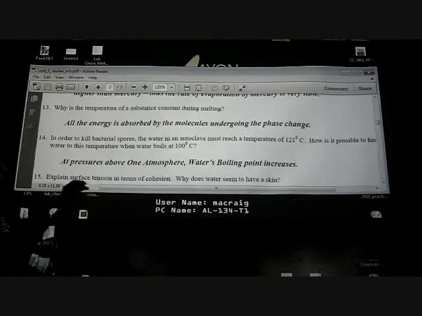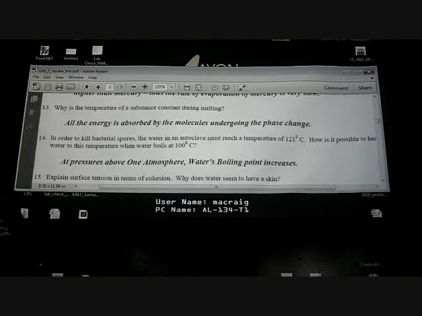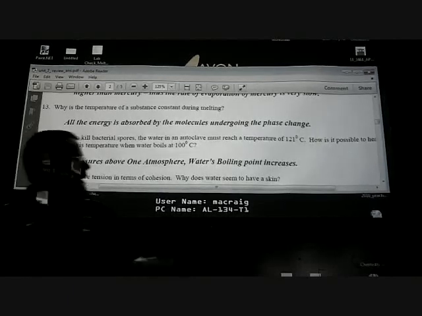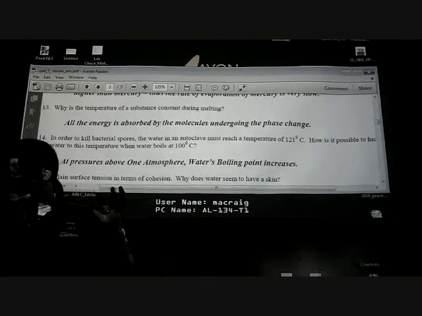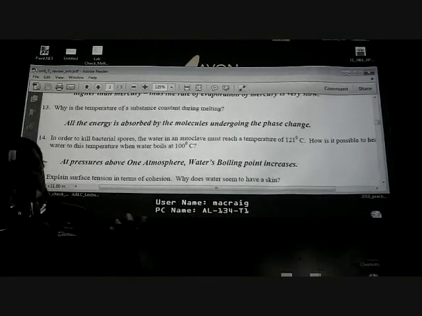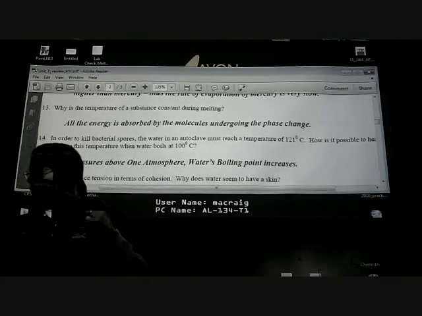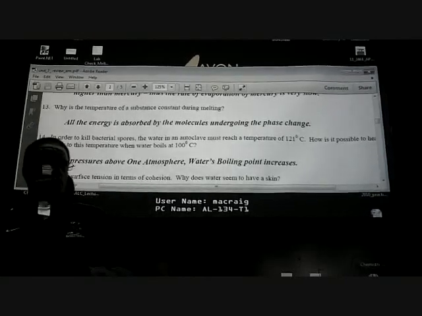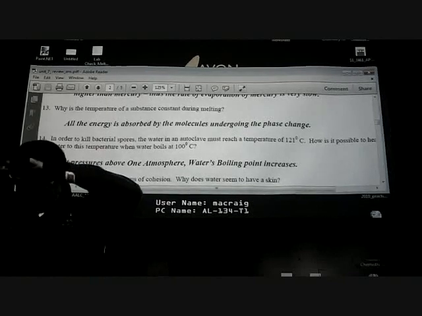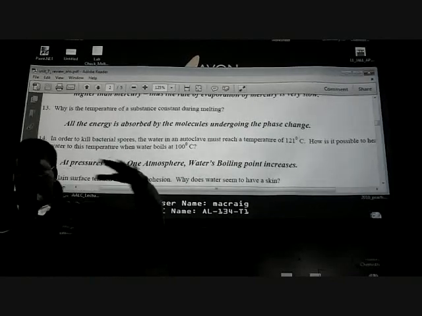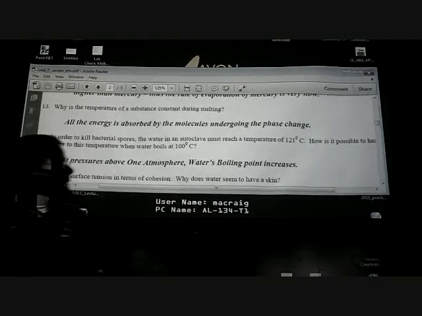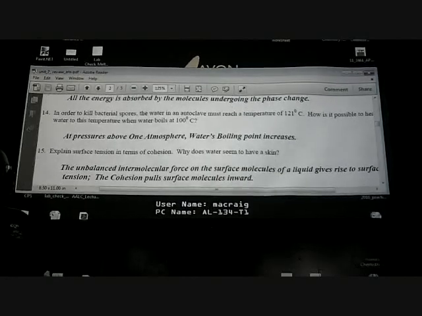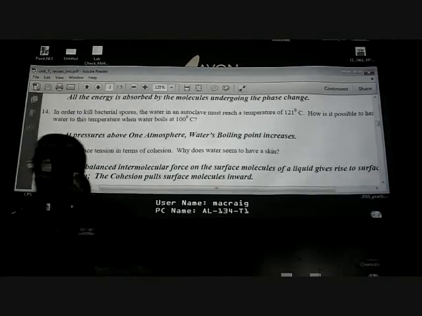All right, 15. Explain surface tension in terms of cohesion. Why does water seem to have a skin? Again, when we talk about cohesion, we're talking about the strength between molecules. The greater the strength between those molecules, the cohesion, the stronger that quote-unquote surface tension is. Now, I'm not talking about the layer of pudding that's had a chance to sit open exposed. I'm not talking about the skin in that regard. But again, it's all about the intermolecular forces there. So the cohesion pulls the molecules closer and closer together.